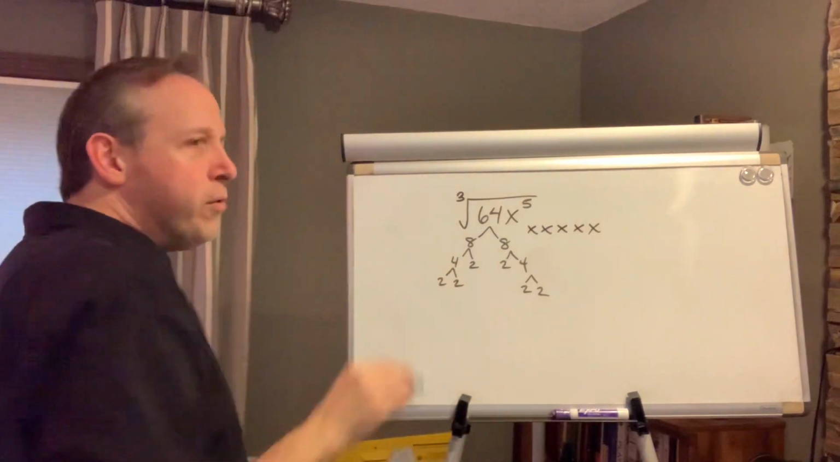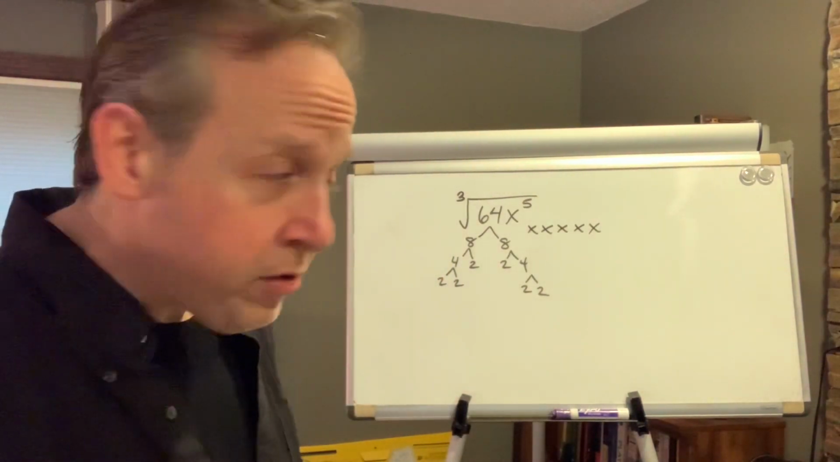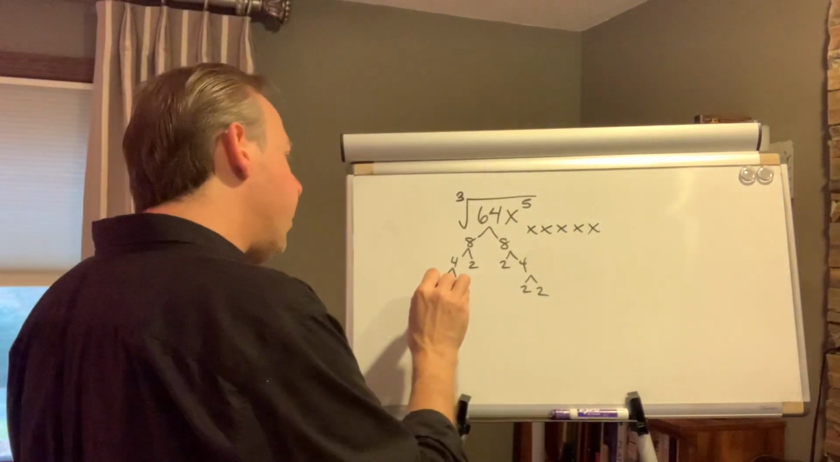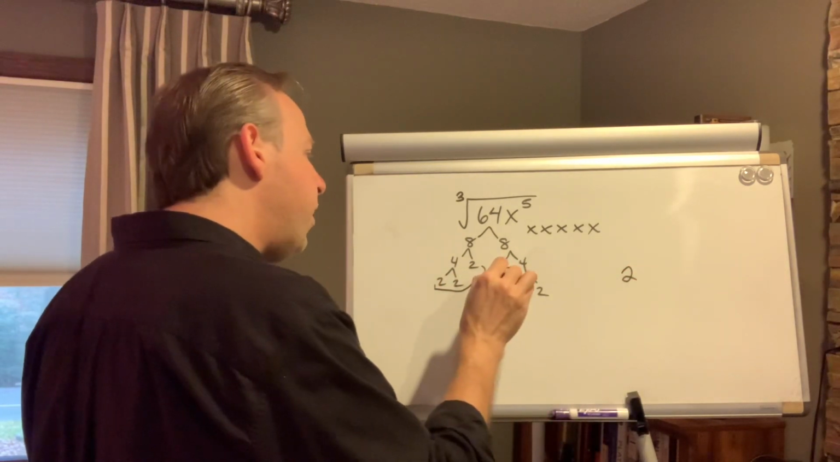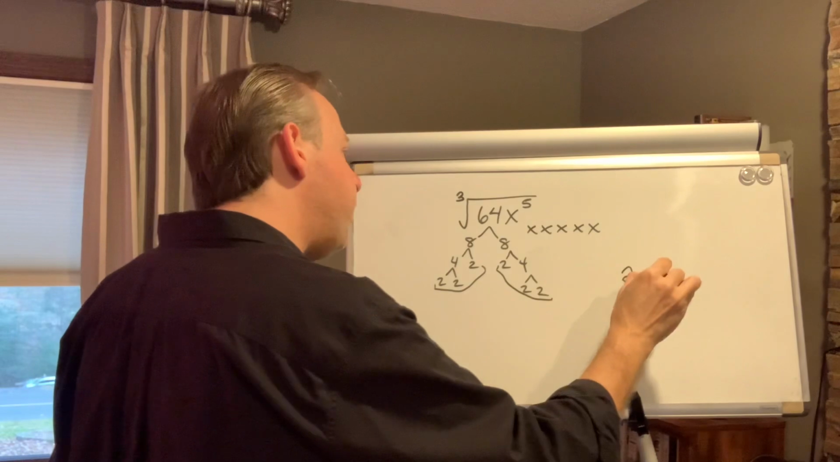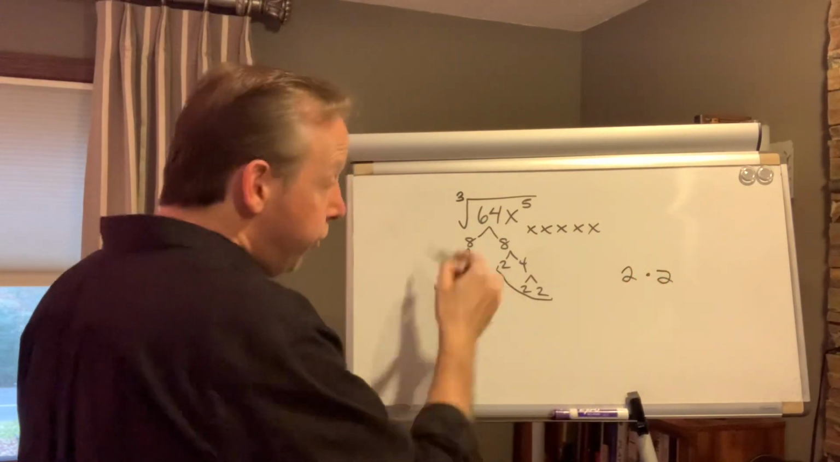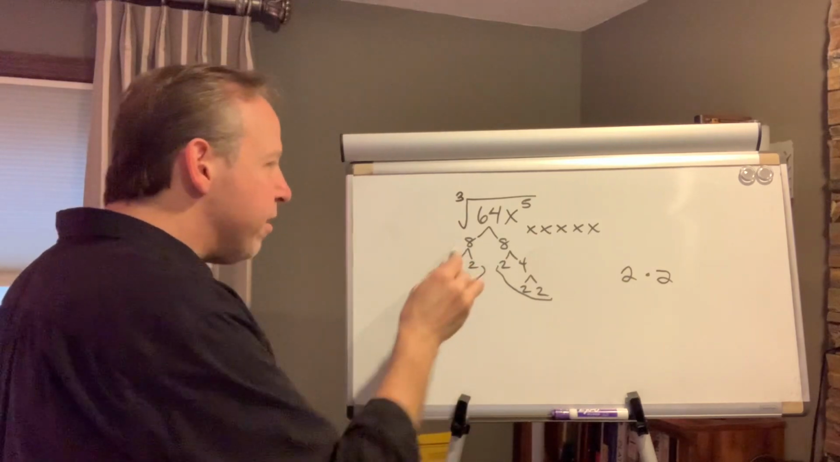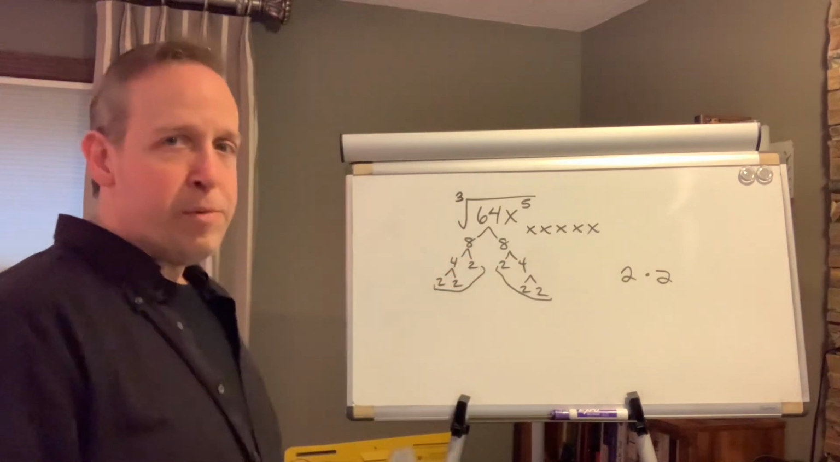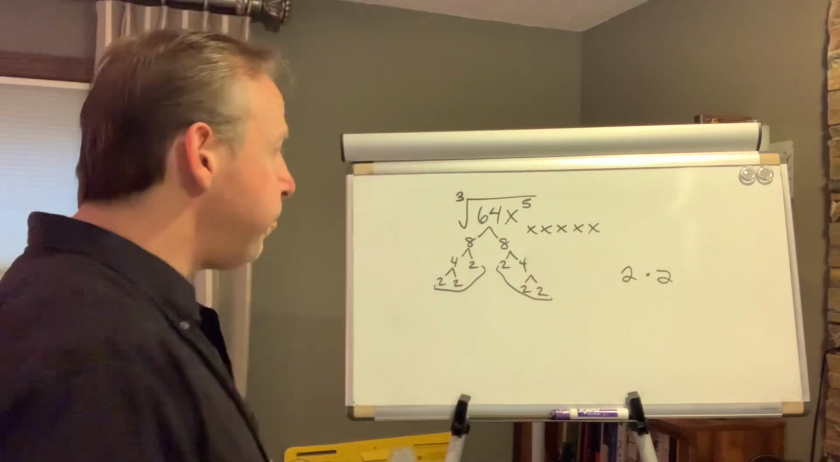Now, it's a cube root, so I'm looking for things that occur in groups of 3 this time. So I see 3 2's. I'm going to write the number 2 down. I see 3 more 2's. I'm going to write another 2 next to it. There's no leftovers because nothing was unpaired. The 8's and the 4's broke down, so they don't exist anymore. It's just the prime factors we care about.